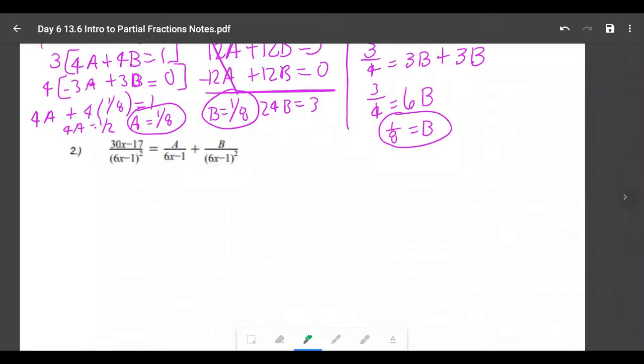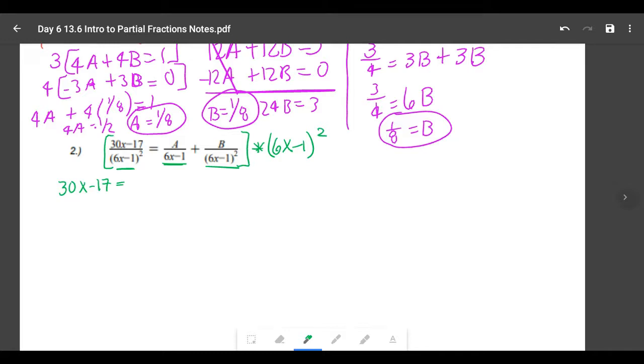All right, so let's look at question 2. No matter which method you're going to use, you're going to first multiply by the LCD. So we look at all of our denominators. We've got a 6x minus 1, 6x minus 1 squared, and another 6x minus 1 squared. So that will be my LCD, which is 6x minus 1 quantity squared. All right, so I want to multiply by that so that I can eliminate all of my fractions. So my first fraction had 6x minus 1 squared in the denominator, which will cancel out. So all I have left is 30x minus 17.